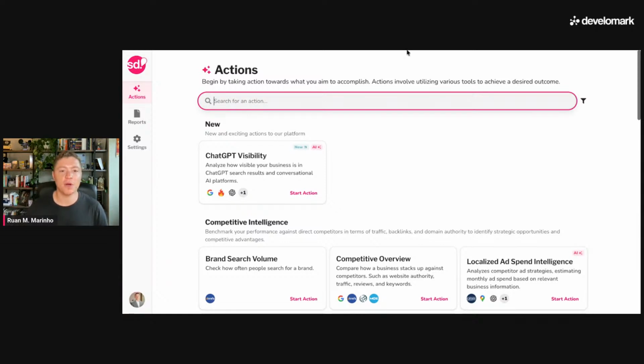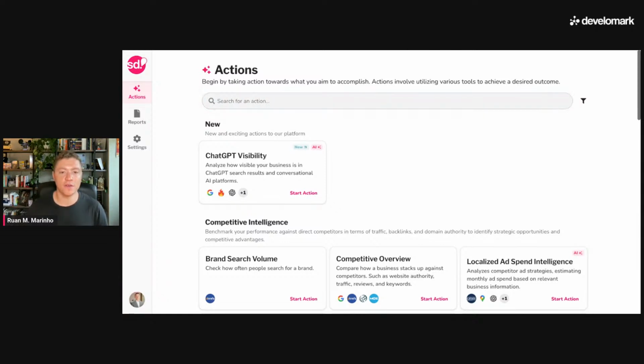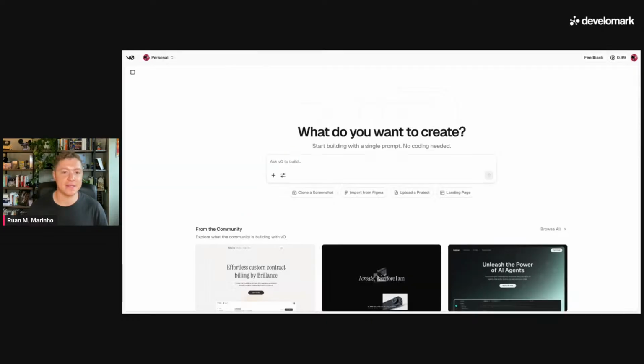And then the third one that we're going to use is a tool called v0.app or v0.dev. I use the .dev, but they changed it to .app. And this is going to allow us to prototype some of the ideas that we have so that when we meet with the customer, they can actually see what we're presenting. So with that, let's go ahead and get started.